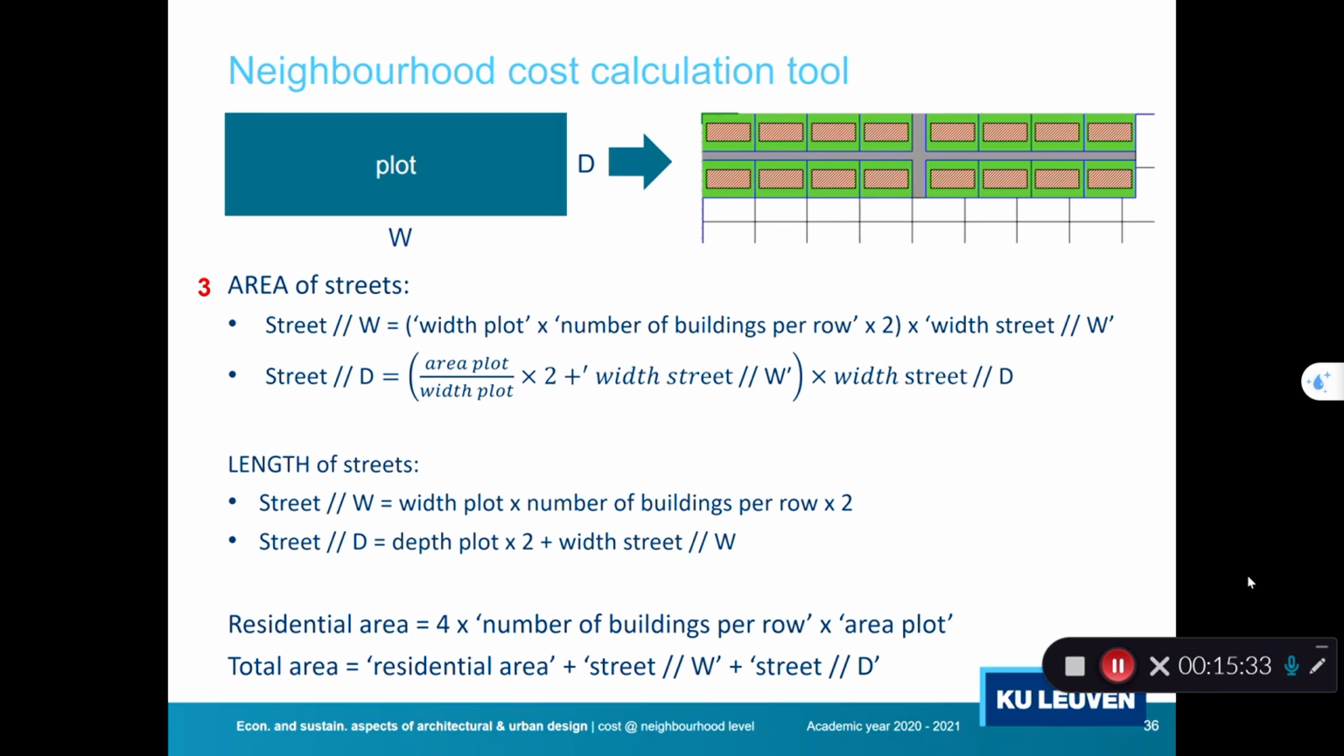We need to multiply it with the width of the street. The lengths of the street are easy. It's just the first part of the two terms. So this part and this part without multiplying it with the width, then you get the length of the streets. So with that, you can calculate these four numbers.